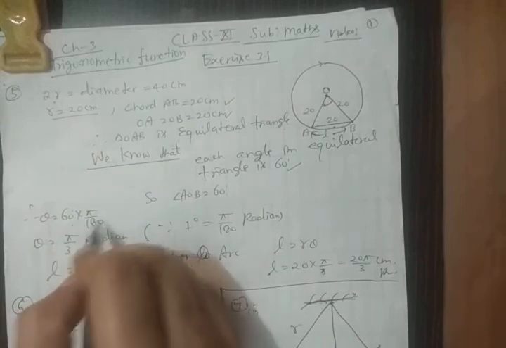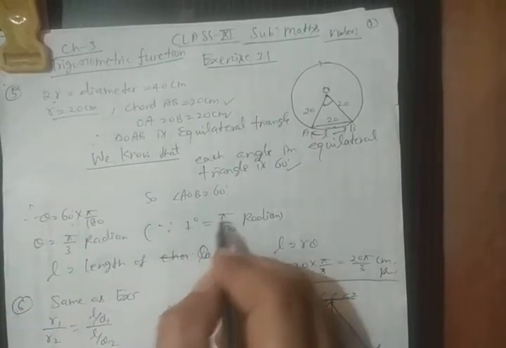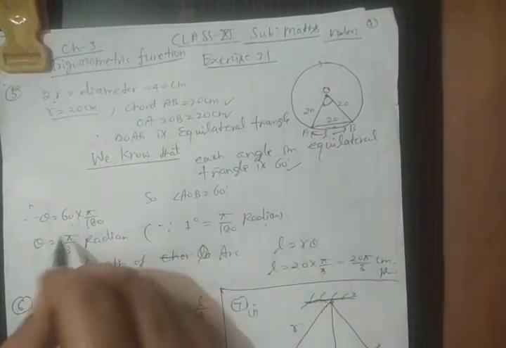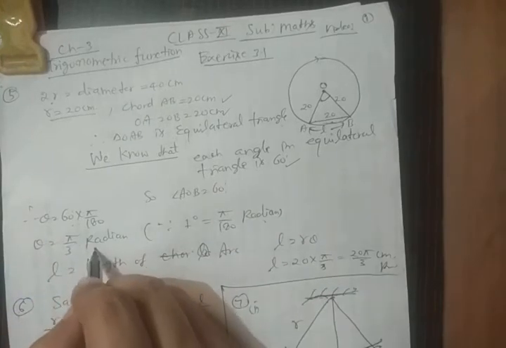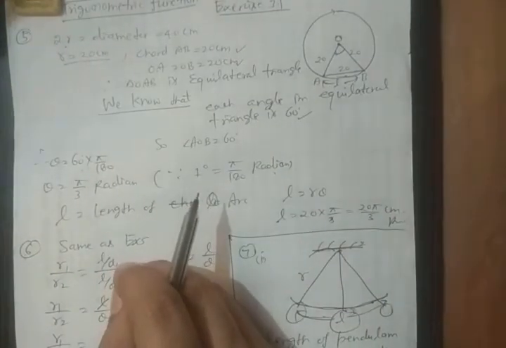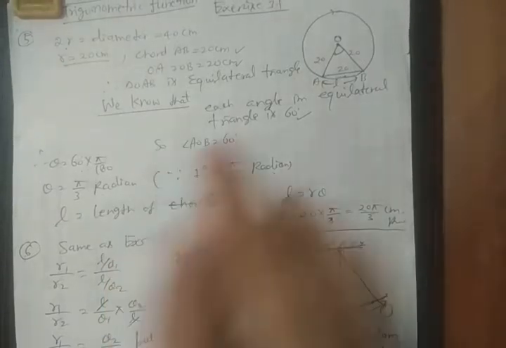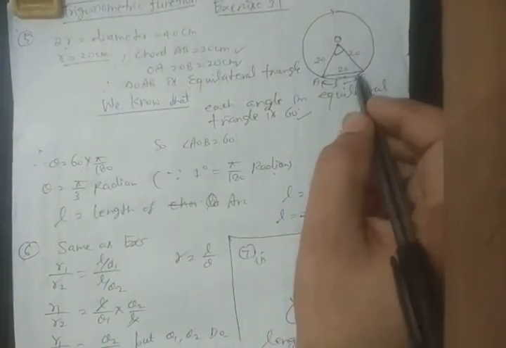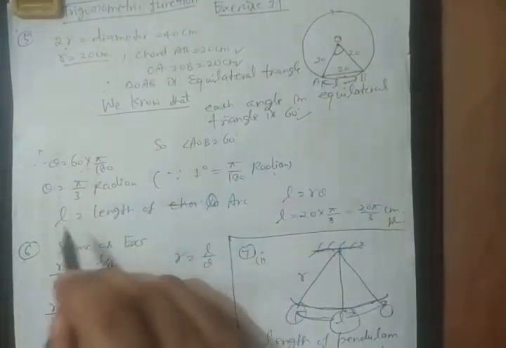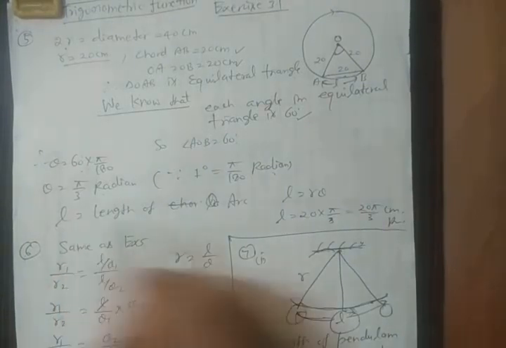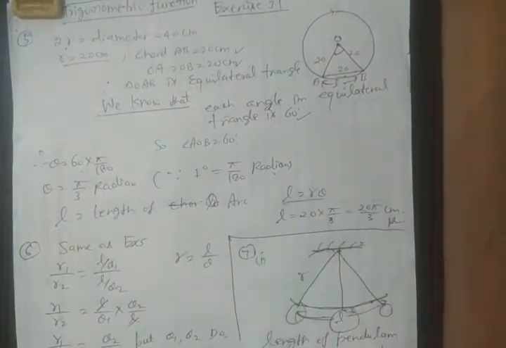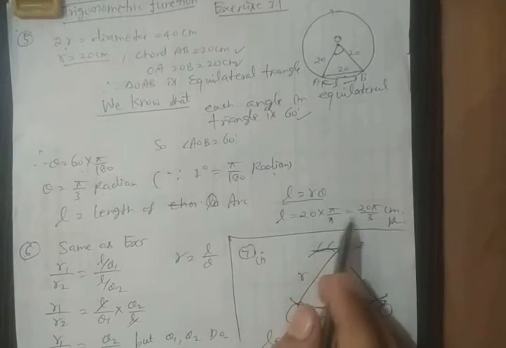Convert in radian, since 1 degree is equal to pi upon 180 radian, so theta is equal to pi by 3 radian. Clear? Now find the length of minor arc of the chord. We have to find arc of length, which is denoted by L. So we know that L is equal to R into theta. So put the value of R into theta, that is L is 20 pi upon 3.